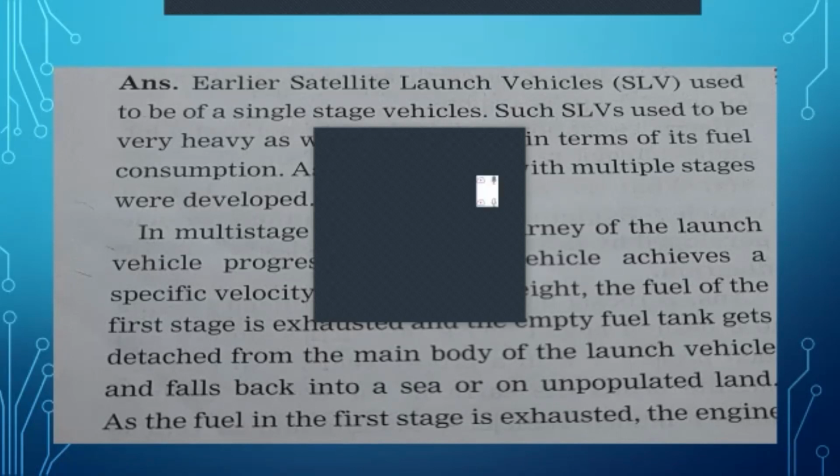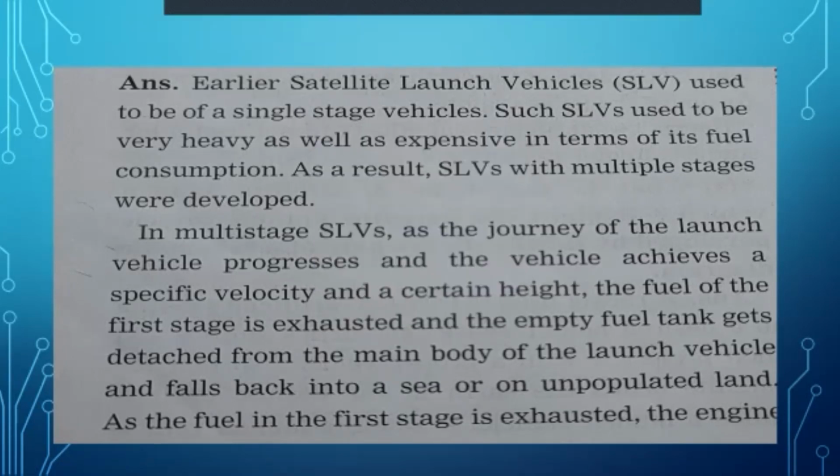Now, in multiple stage SLVs, that is satellite launch vehicles, as the journey of the launch vehicle progresses and the vehicle achieves a specific velocity and a certain height, the fuel of the first stage is exhausted and the empty fuel tanks get detached from the main body of the launch vehicle and fall back into the sea or an unpopulated land. See students, when the fuel gets exhausted, that fuel tank gets detached from the main body and can be dumped into a sea or on unpopulated land.